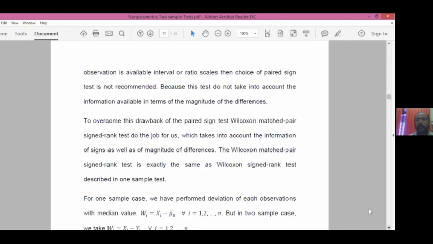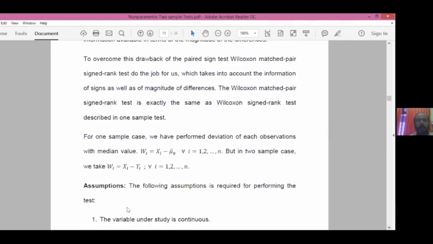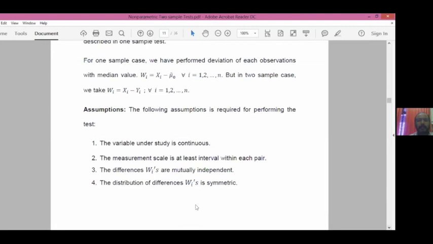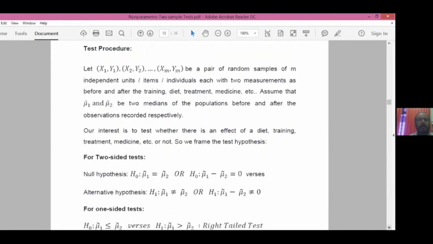The Wilcoxon matched-pairs signed rank test is exactly the same as the Wilcoxon signed rank test described in the one-sample test. In the one-sample test, we computed the deviation of each observation from the median value. That is what is given here: Wi equals xi minus mu naught. But in the two-sample case, we have to take the difference xi minus yi. So what are the assumptions? The assumptions are also given here. You can find them here, and then I come to the problems.